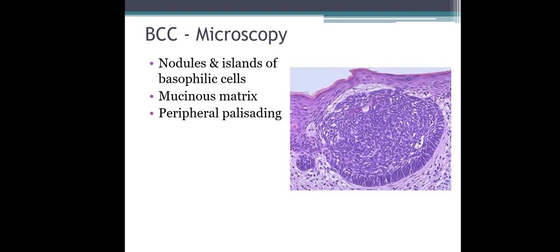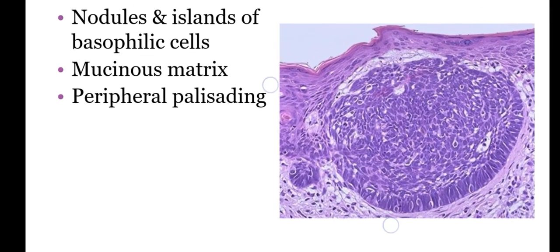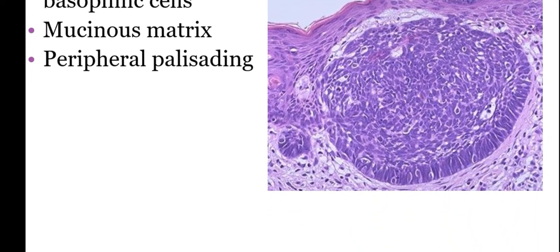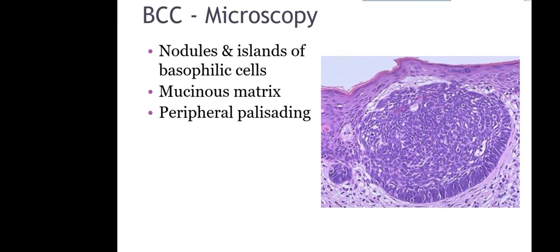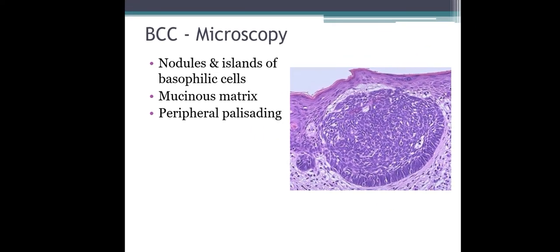What is this peripheral palisading? You can see here in this picture this tumor nest. Over the periphery, this periphery is lined with a row of cells. They are like a fence, isn't it? It is like a fence which is lining the periphery of the nest. So that is known as peripheral palisading. The nest of cells is surrounded by this palisaded pattern of cells, like a fence.